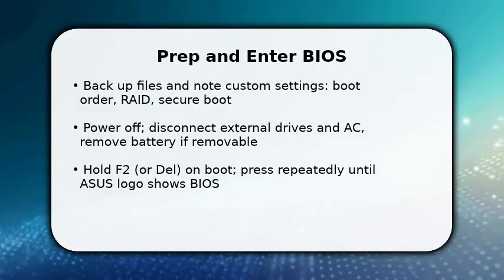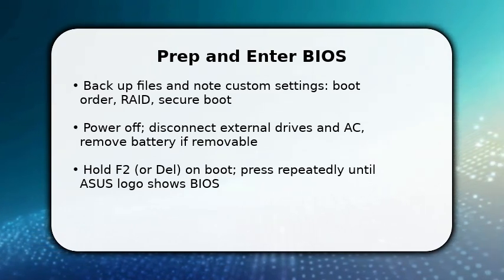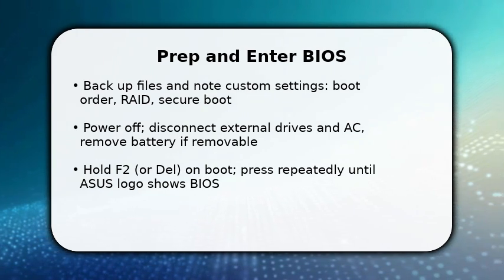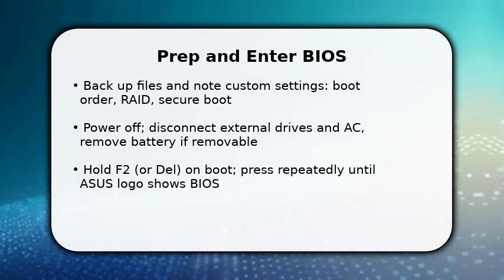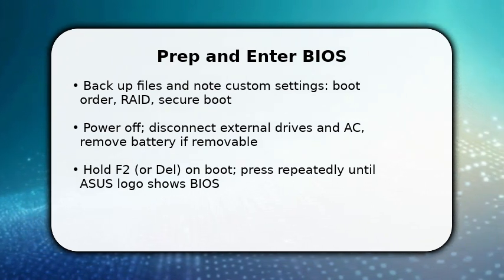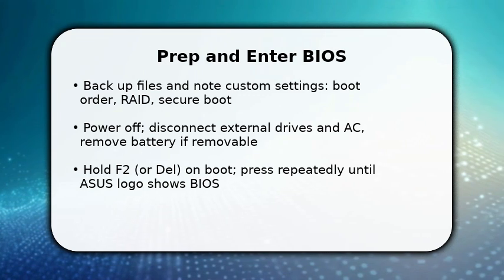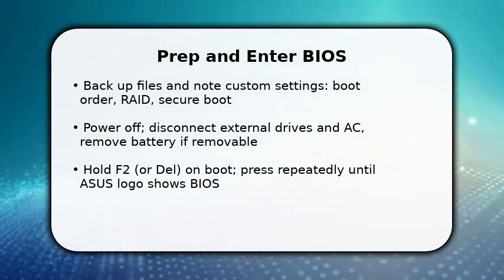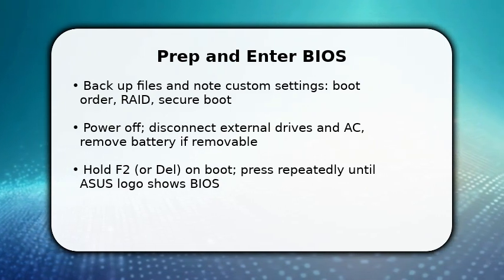You start by preparing and immediately entering the firmware. First, back up any work and note important settings like boot order, RAID, and secure boot so you can restore them later. Once done, shut down, disconnect external drives, and remove the main battery if your model allows. This prevents power interference. Now power on and press F2 or Delete repeatedly at the Asus logo.